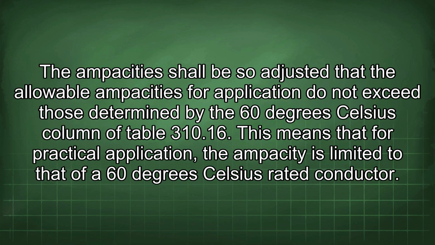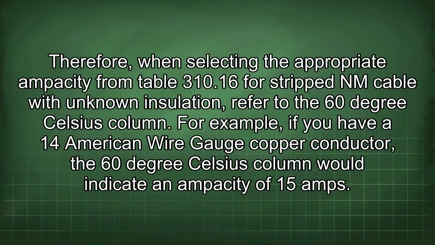The ampacity shall be so adjusted that the allowable ampacities for application do not exceed those determined by the 60°C column of Table 310.16. This means that for practical application, the ampacity is limited to that of a 60°C rated conductor. Therefore, when selecting the appropriate ampacity from Table 310.16 for stripped NM cable with unknown insulation, refer to the 60°C column.